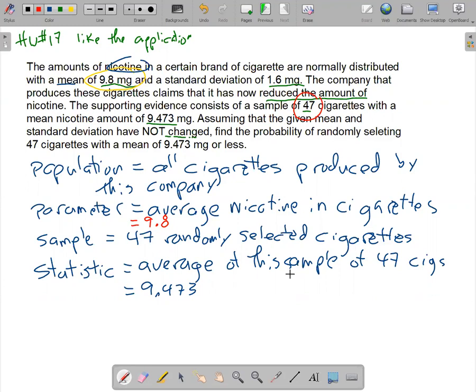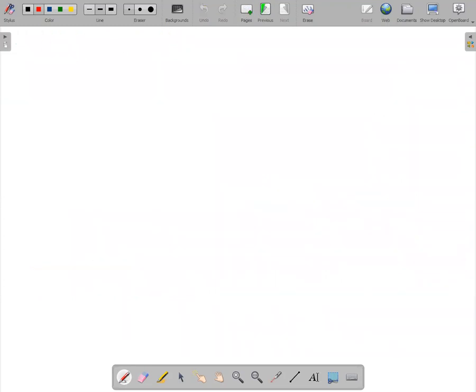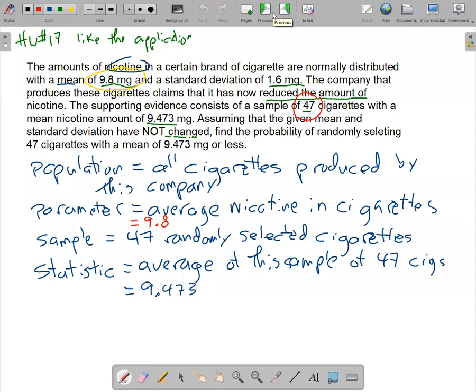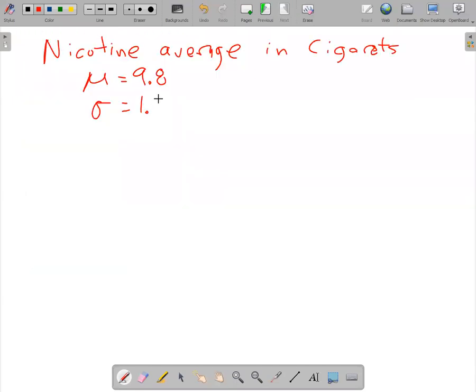I want to start drawing a sketch of this to figure out what's going on. So new page. Again, we have average nicotine in cigarettes. And some important information here. Let's stick with red for a minute. We have a population mean. Mu is the population mean. That's the 9.8. We have a population standard deviation of 1.6. So this is, again, population information.